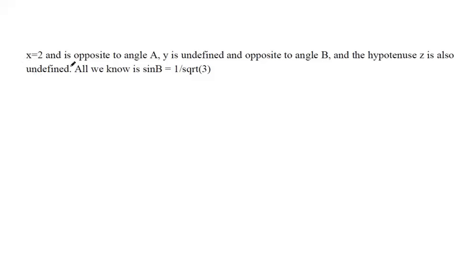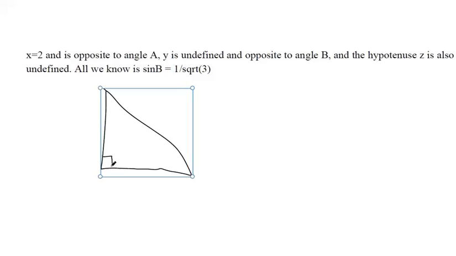Okay, but if x equals 2 is opposite of angle A, that changes things. So it doesn't matter which one you call A and B, it's just labeling. So this would be 2 because it's opposite of angle A. Y is opposite of B. Hypotenuse is Z. So now the sine ratio is different.